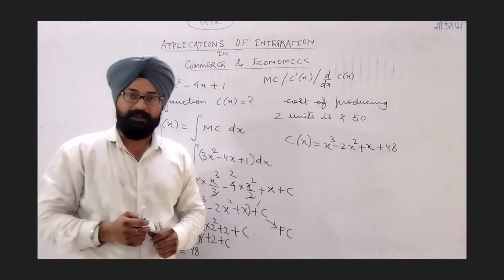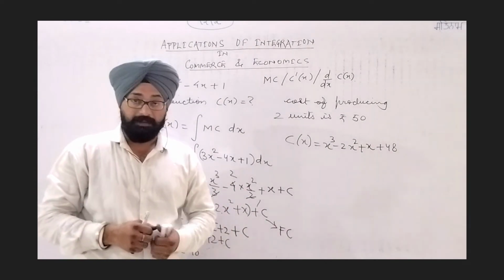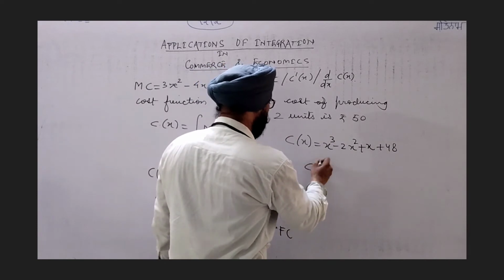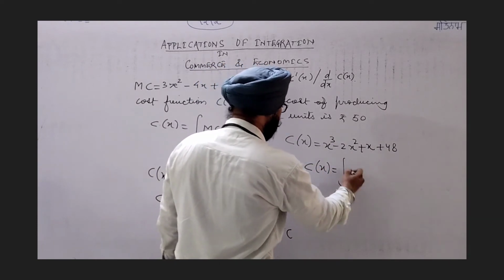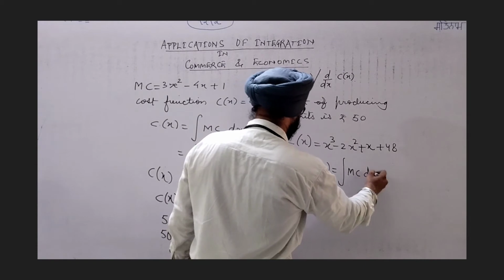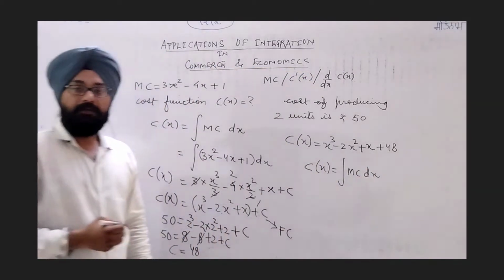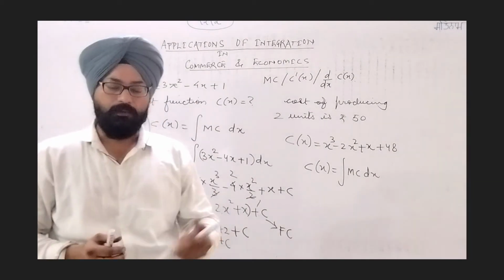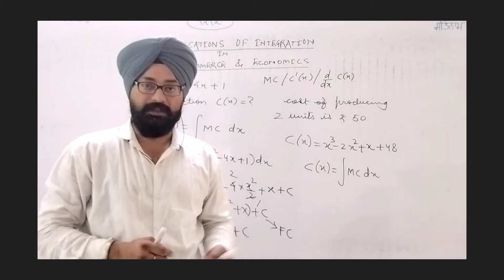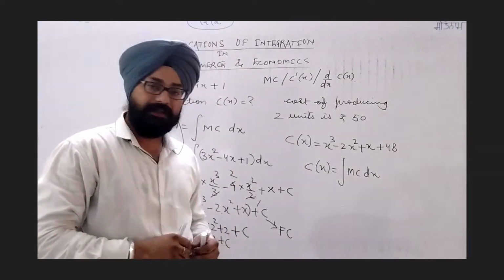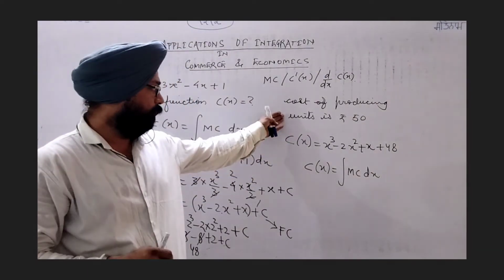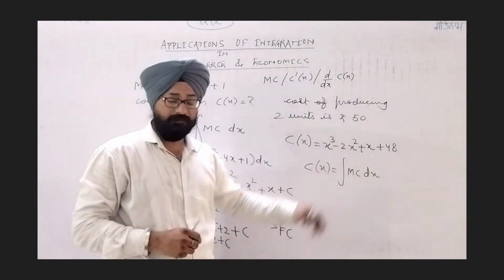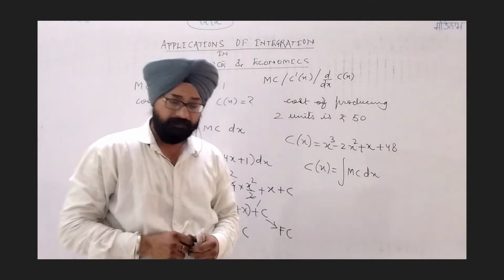From this example we could see that the cost function can be obtained by the integration of marginal cost. So we can make it a formula: the cost function C(x) is the integration of marginal cost dx. This makes one formula. But there are a few cases which we can additionally discuss. Here we were given this information, so we could utilize it to find the cost function and the fixed cost also.